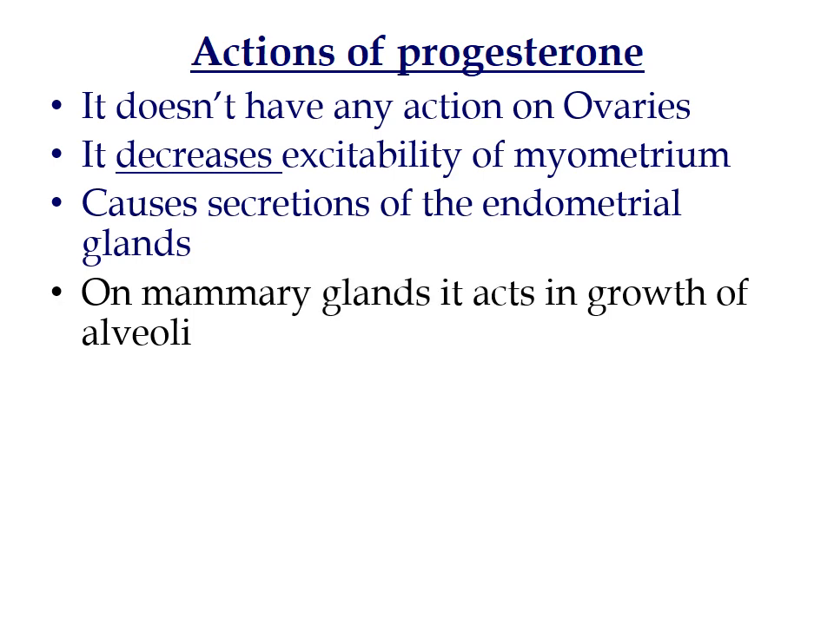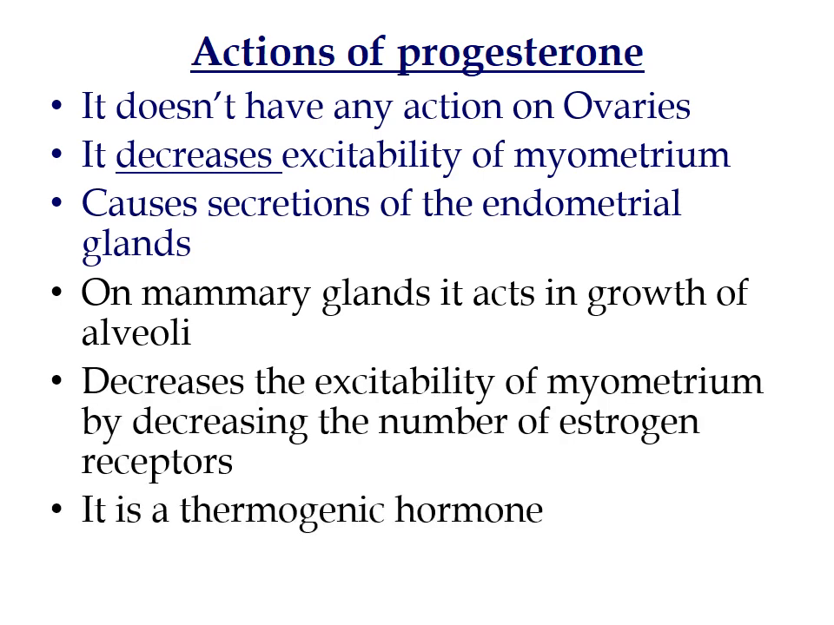On the mammary gland, it acts on the growth of the alveoli and the duct system. It decreases the excitability of the myometrium by decreasing the number of estrogen receptors. So here you can see that the number of estrogen receptors itself is reduced. That means estrogen will not be able to act much on the myometrium, so it cannot be excitable, it will be silent. That's one of the important functions by which progesterone makes sure that the myometrium is less excitable.